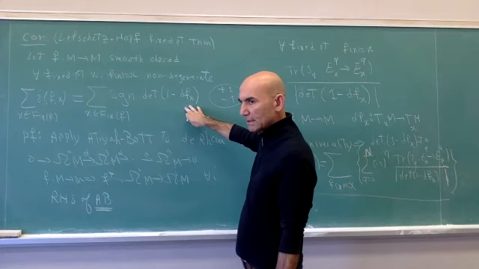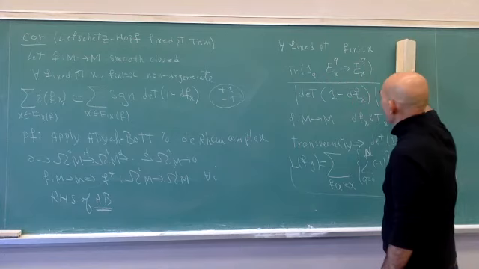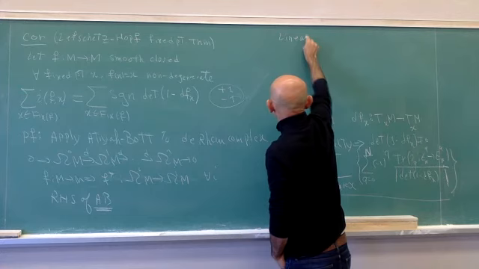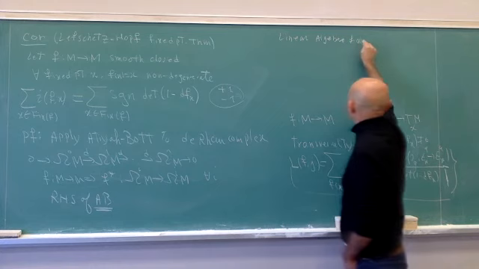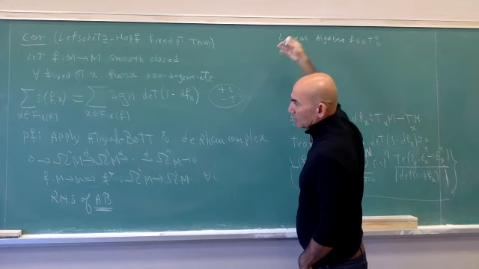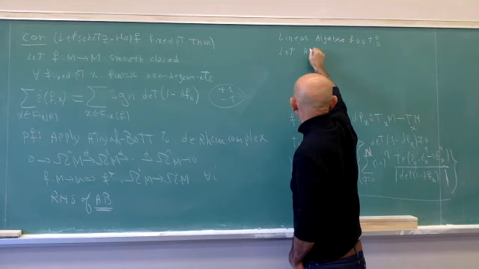Well, this is just a linear algebra fact. Let me write it again. We need another linear algebra fact. It's always linear algebra, it seems. The linear algebra fact is the following. Imagine you have a map from a finite dimensional vector space to itself. I will call it A, from V to V.